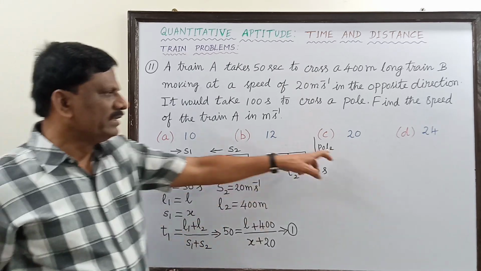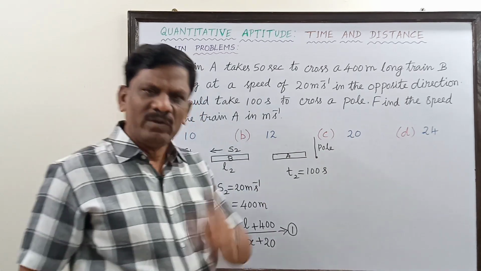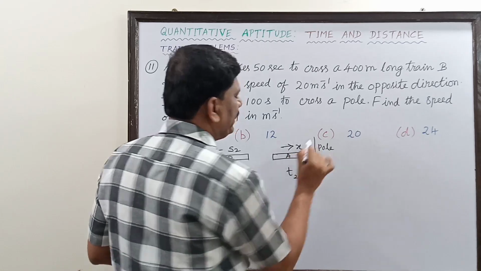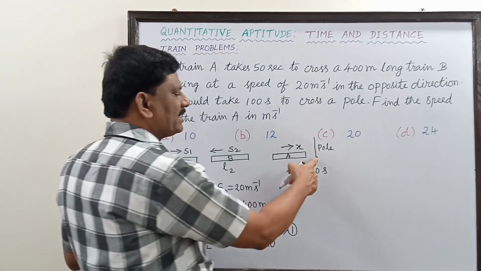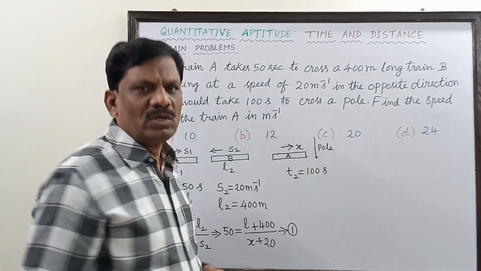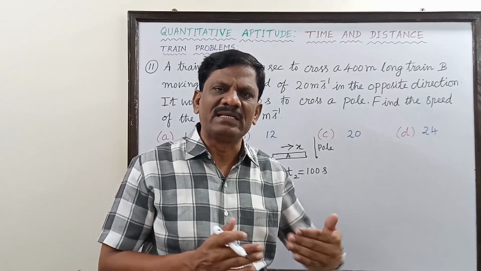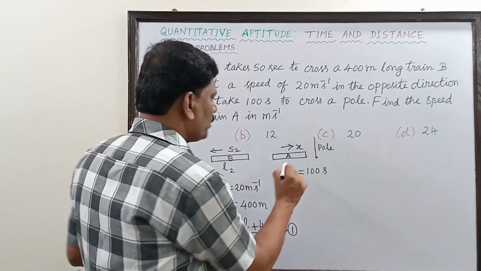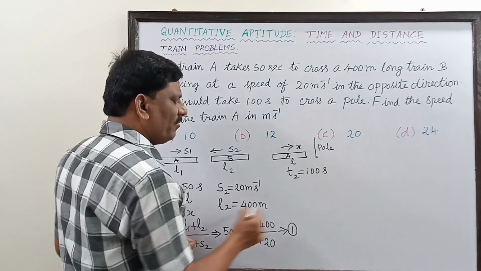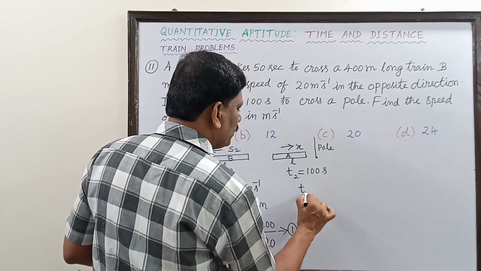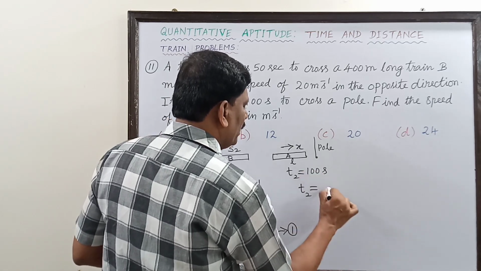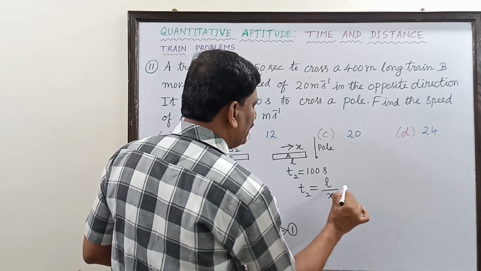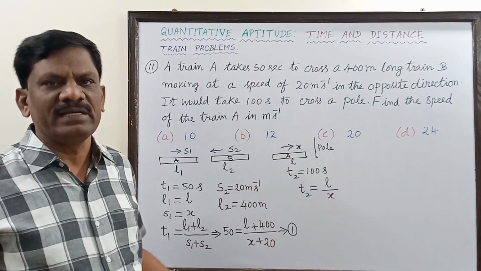Right. Now in the second case, very simple, only one train is going to cross. So the train is having a speed x meter per second and it is crossing a fixed point. So how much distance is traveled by the train while crossing the pole is equal to the length of the train L1 itself, isn't it? So its length is L. Therefore, this time T2 must be equal to the length of the train L divided by its own speed x.